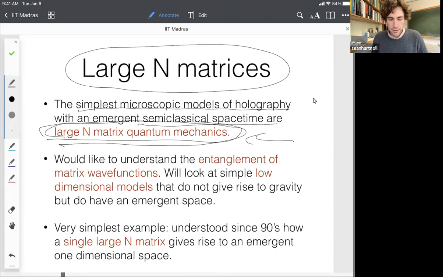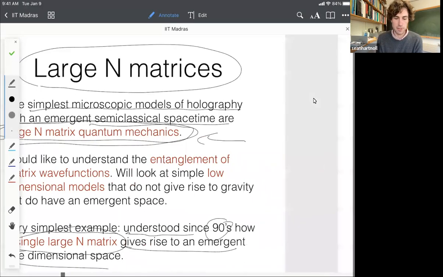That's rather complicated. And so my strategy is going to be to start with the simplest possible types of models that have the ingredients of a large N matrix structure and try to solve those. And then we're going to take baby steps towards the big problem. The very simplest example is actually too simple, but I'll tell you about it quickly. It has been understood since the 90s how a single large N matrix can give rise to an emergent one-dimensional space. So let me tell you a bit about that.